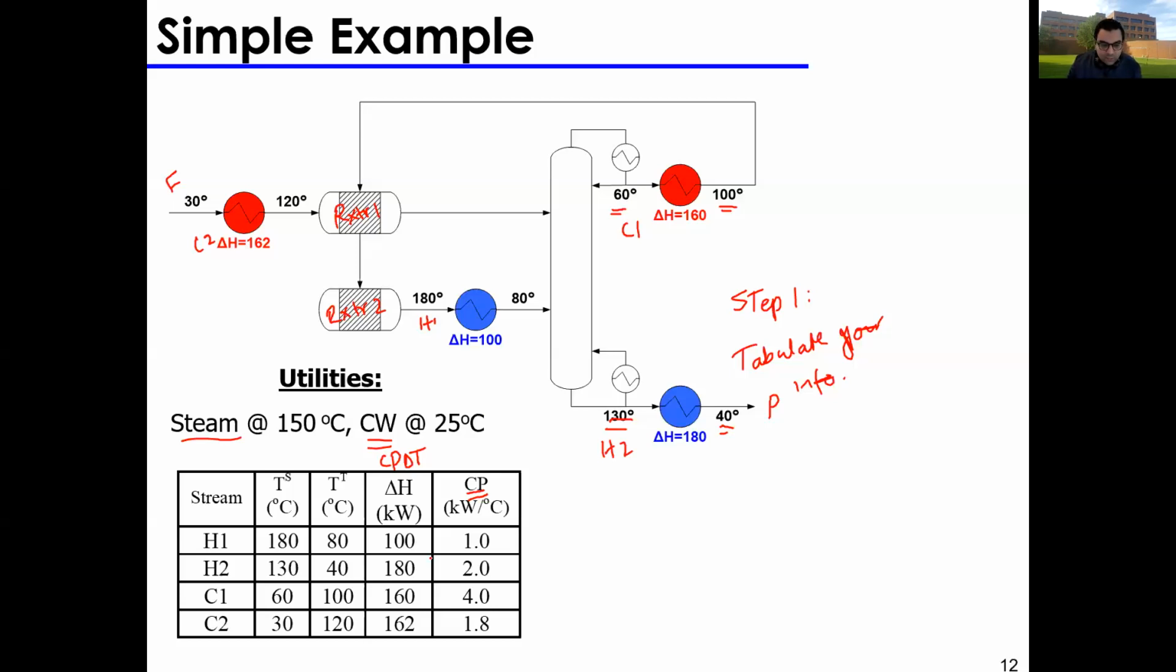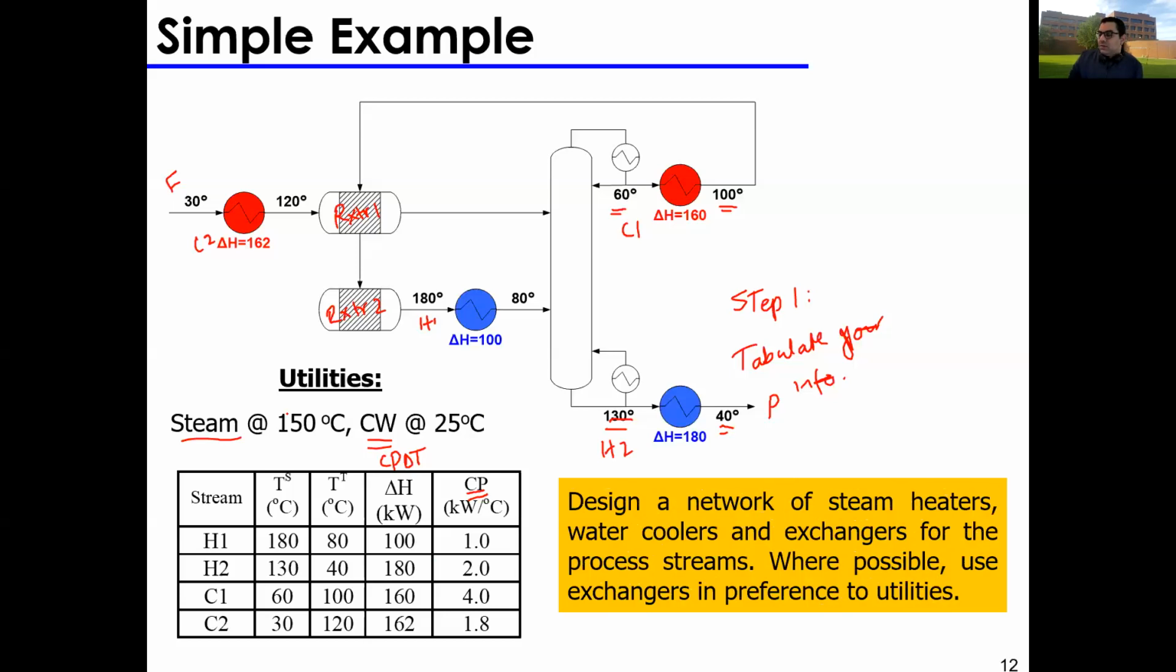You always need to get to this before doing anything, right? So in this example, you're being told to design a network of steam heaters, water coolers, and exchangers for the process streams where possible. Use exchangers in preference to utilities. So you're basically told to integrate this process, and whenever possible, try to use heat exchangers instead of utilities. So try somehow to integrate all these heating loads.